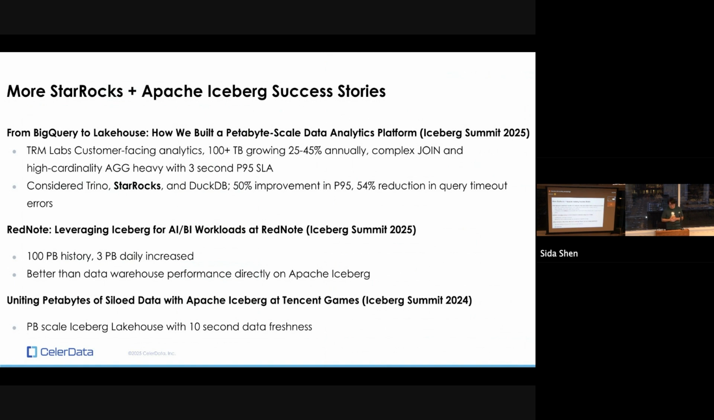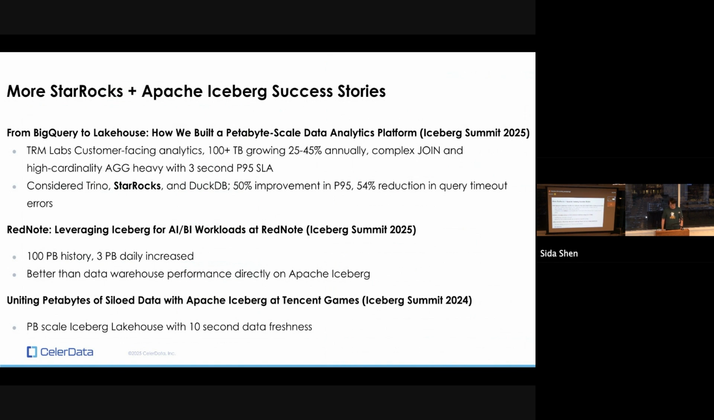First is TRM Labs, right? This is customer facing. This was presented at Iceberg Summit 2025, right? Customer-facing analytics, hundreds of terabytes of data, right? With a lot of complex joins and high cardinality aggregations on the fly, right? And they considered Trino, StarRocks, and DuckDB, and they picked StarRocks, and over their old proprietary system, BigQuery, they saw a lot of improvements, right? While running things in open formats.